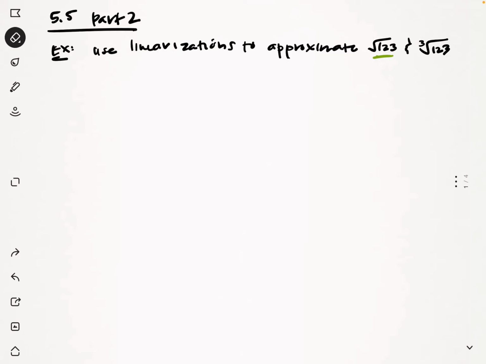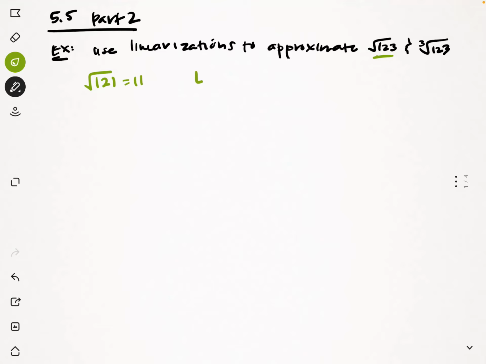It's asking us to use linearizations to approximate the square root of 123 and the cube root of 123. So when we're doing this, what we're looking for is a number that's pretty close to 123 that has a square root. So in this case, we're looking at 121, because we know that the square root of 121 is 11.